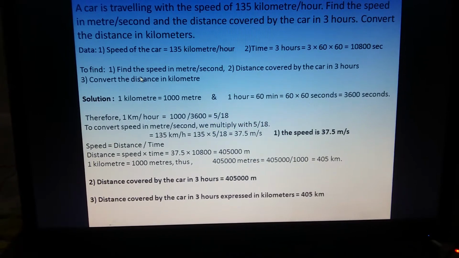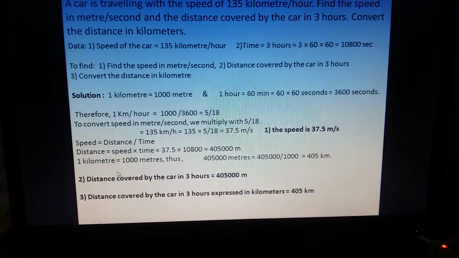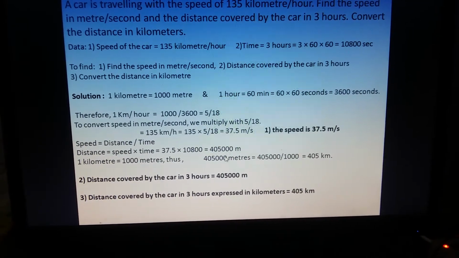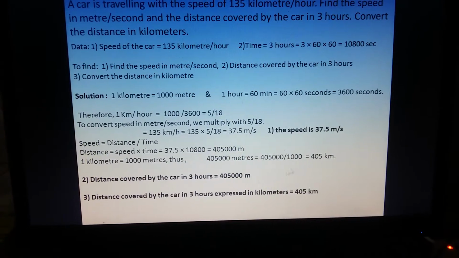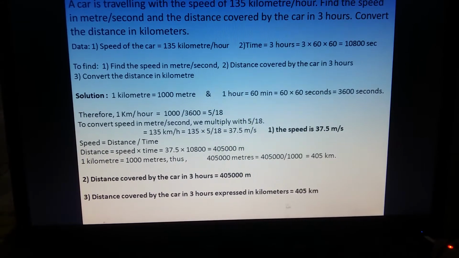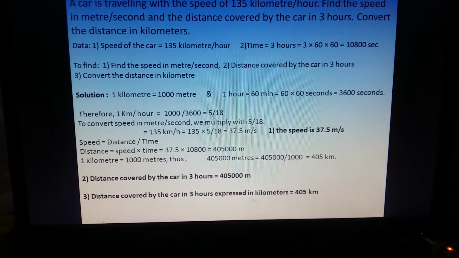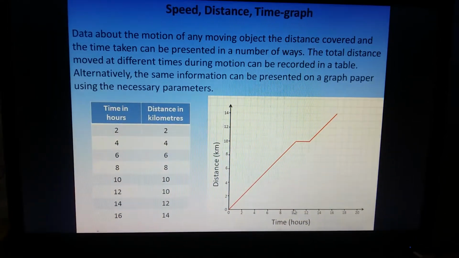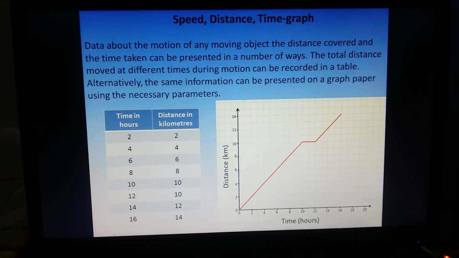Now the third question is to convert this distance into kilometers. We know that 1 kilometer is equal to 1000 meters. Therefore, these many meters divided by 1000 gives us 405 kilometers. So our third answer is that the distance covered by the car in 3 hours, expressed in kilometers, is 405 kilometers. So the problem has been done. You can practice it again.